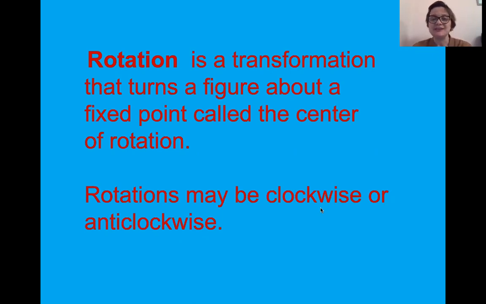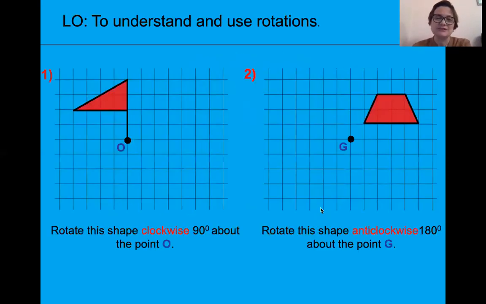So rotations today. From the word rotation, to rotate, means to turn a figure about a fixed point called the center of rotation. And the center of rotation varies from question to question. Then, of course, rotation may be clockwise or anti-clockwise. Let's have a look at some questions.